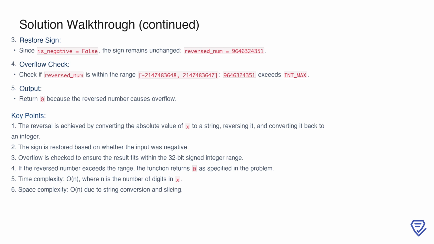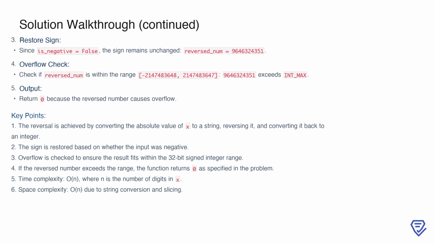Comparing 9646324351 to the 32-bit integer maximum of 2147483647, we find that it exceeds the allowed range. As specified in the problem, when the reversed number causes overflow, the function must return 0. Therefore, the output for this case is 0.